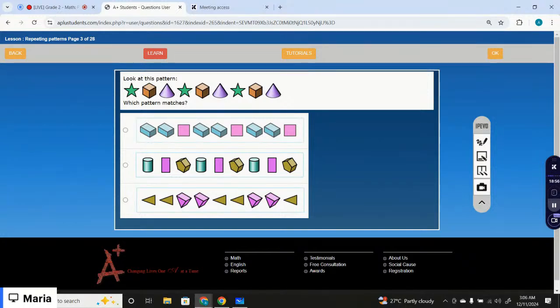Okay, look at this pattern. Which pattern matches? So you have a star, a cube, a cone. Then again, a star, a cube, a cone. You have to find a matching pattern, right? That means you must have three items repeating after. Option number three is the correct option. A cylinder, a rectangle, and an octagon. Option number two is the correct option.